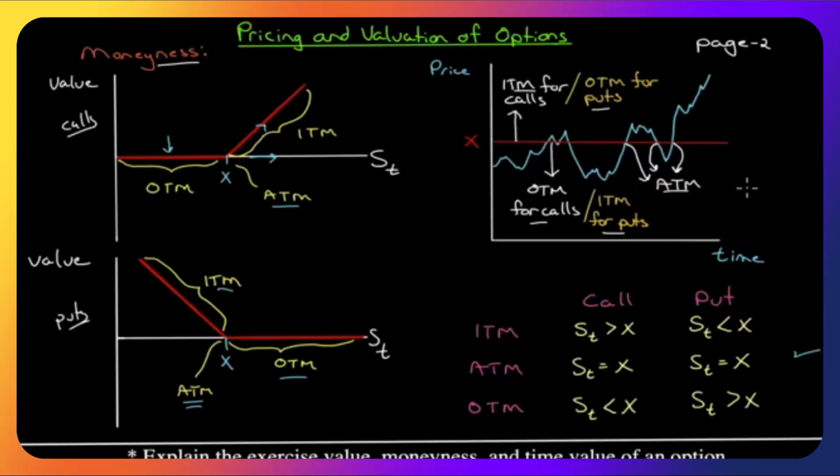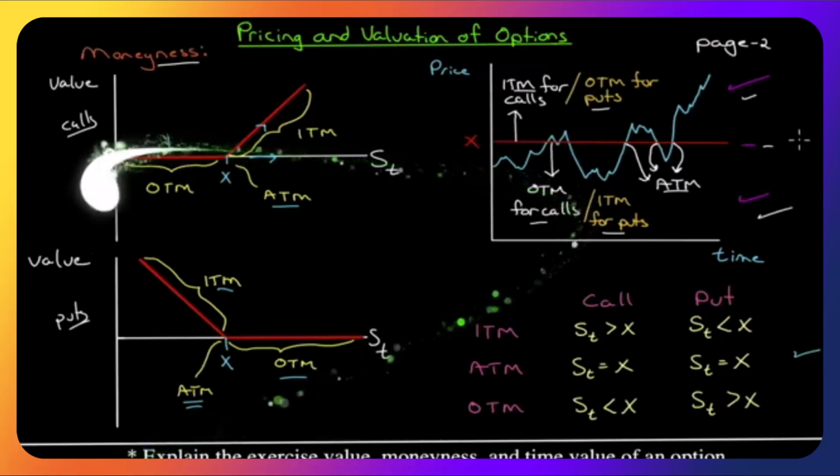So if you think better in terms of a stock chart, you can just put your chart up. You can draw a straight line across your chart where your strike price is. If you have calls, you're in the money, you're out of the money, you're at the money. If you have puts, you're in the money, you're out of the money, you're at the money.